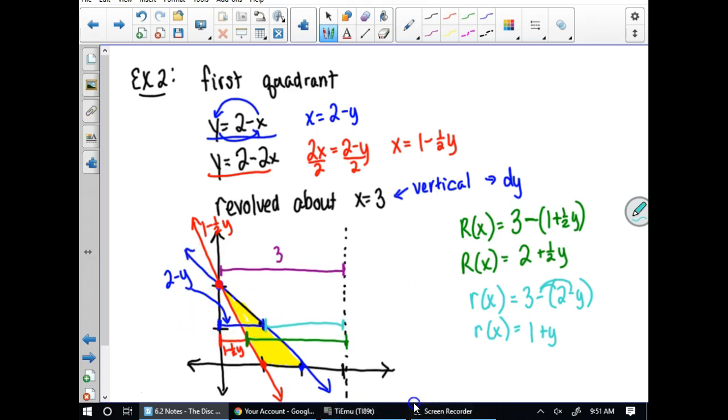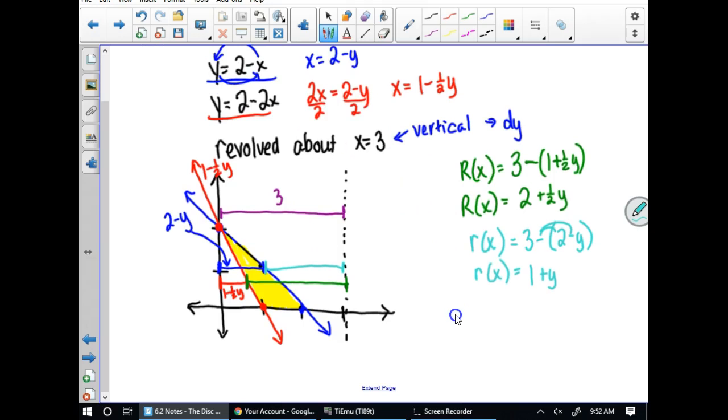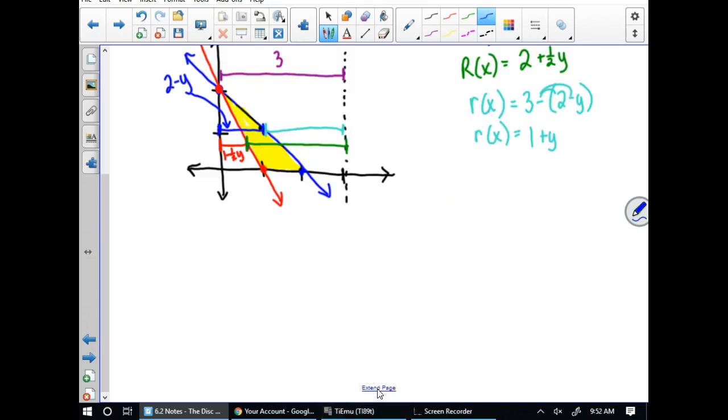the blue line would be our outside radius. But whenever we're rotating around x equals 3, now the red line is our outside radius. So it can change that, but you're going to have the number of the line you're rotating around minus whatever equation that you're looking at. So now that we've got our outside radius and our inside radius, we're going to set it up like we do the other problem. So we'll have pi integral, what do I integrate from?